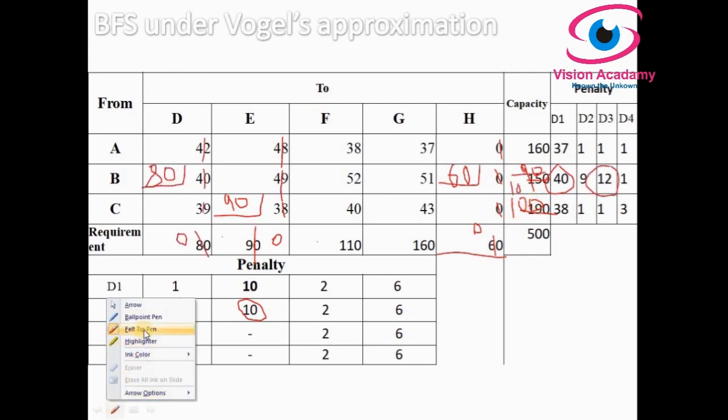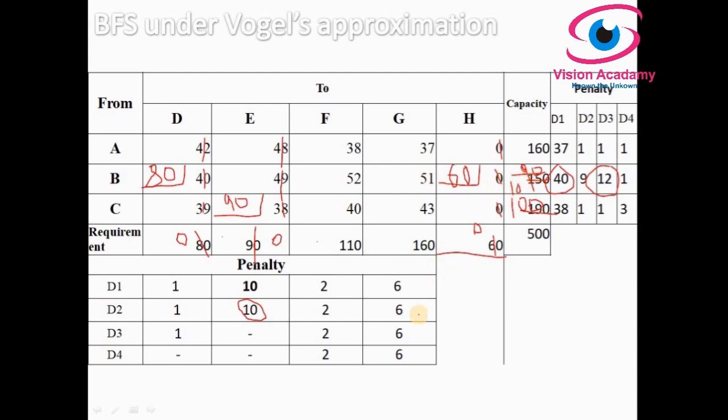The difference for D3 and D4 is obtained in the same way, the penalty for the D3 row and D3 column. In the earlier difference, the highest was 12. So I selected the least cost relating to this, it was 40, and I assigned 80 because it was least among penalty, capacity and requirement. 80 is least. I assigned 80 and struck out all these cells, and the remainder is 10 for this.